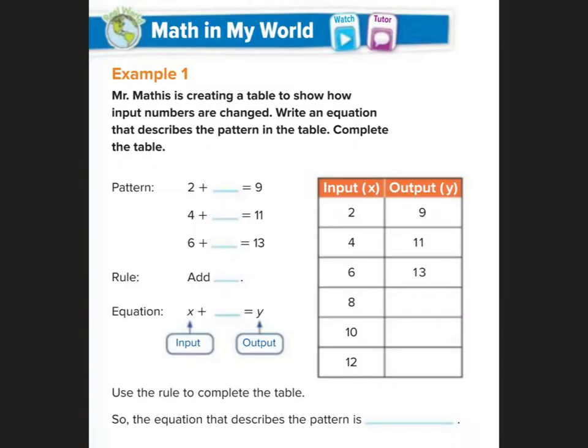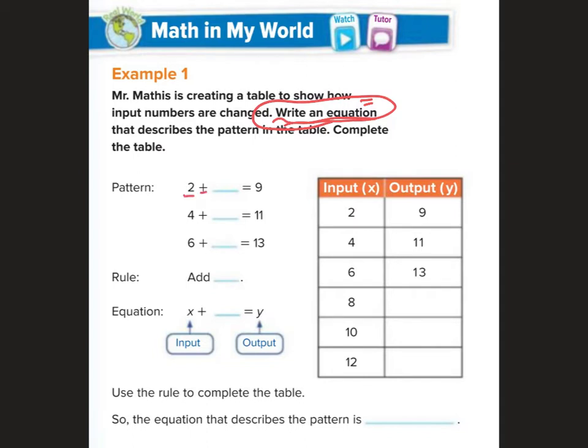Okay, let's look at example 1 here. Mr. Matthias is creating a table to show input numbers, how input numbers are changed. We need to write an equation. Equations have equal signs that describe the pattern in the table. Complete the table. So here's what we're looking at.